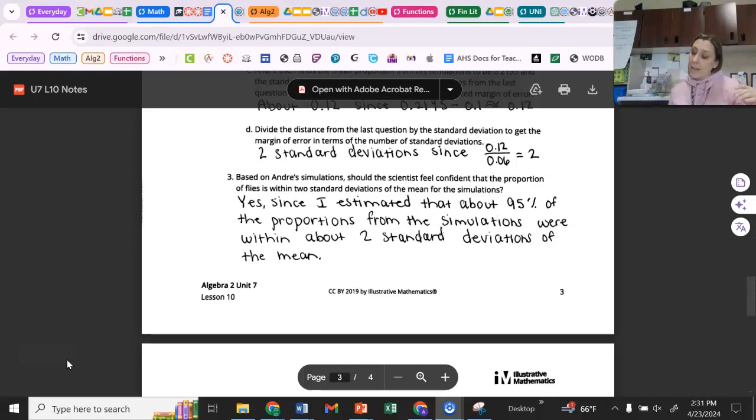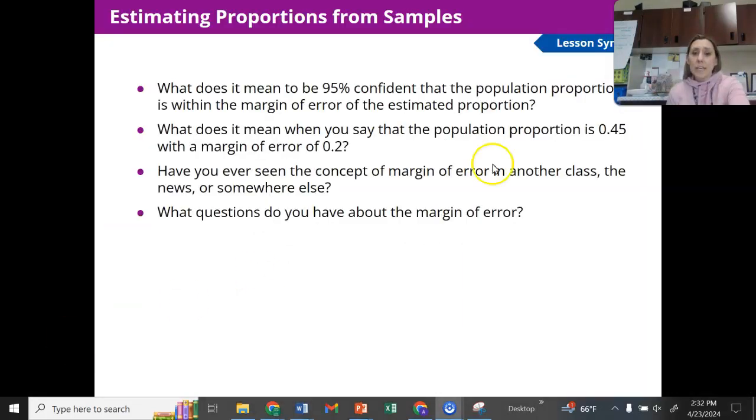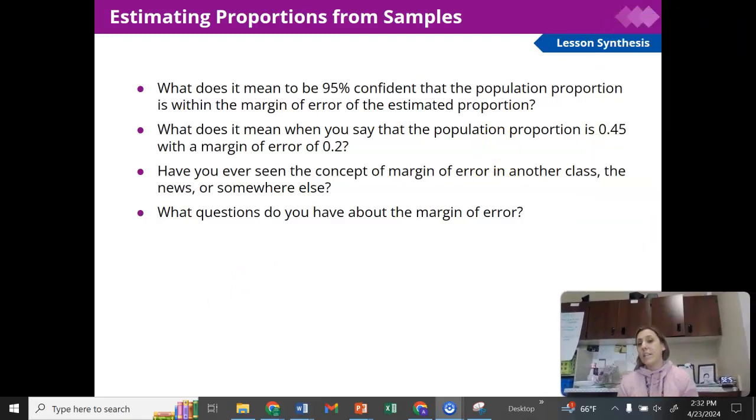So go ahead and we're going to do the cool down. Let me see if I can find that for us. So what does it mean to be 95% confident that the population proportion is within the margin of error of the estimated proportion? It means that there is 95% chance that the actual population proportion falls within that interval, which is what we're looking for.